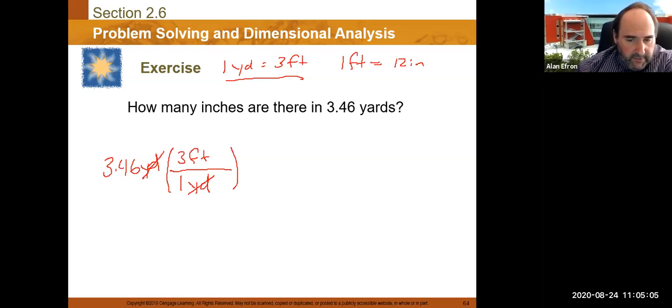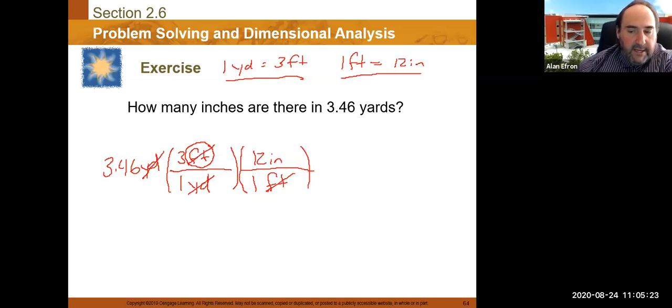So I'm going to continue on. So I'm going to go now from feet to inches. Again, by writing it like this and showing the dimensional analysis, we could see that our feet are on top, which tells us opposite of that, the feet need to go on the bottom and the 12 inches need to go on top. The feet now will cancel. And if we're multiplying here, we're going to multiply everybody on the top. We're going to take 3.46 times 3 times 12.